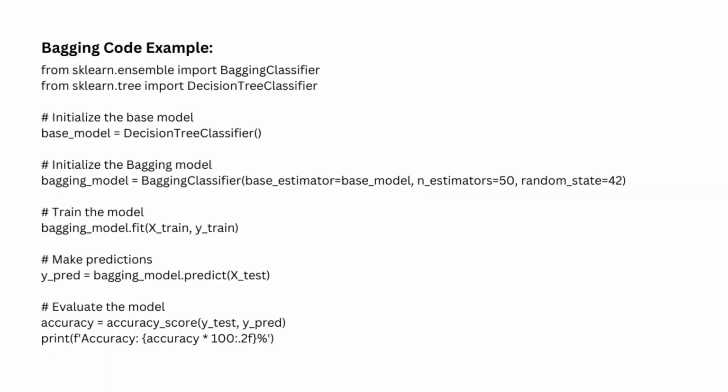Code example. Explanation of code. 1. Base model initialization. A decision tree classifier is used as the base model for bagging. 2. Bagging model initialization. We create a bagging classifier, specifying the base model and the number of estimators, 50. 3. Model training. The bagging model is trained on the training data. 4. Making predictions. Predictions are made on the test data. 5. Model evaluation. The accuracy of the model is calculated and printed.